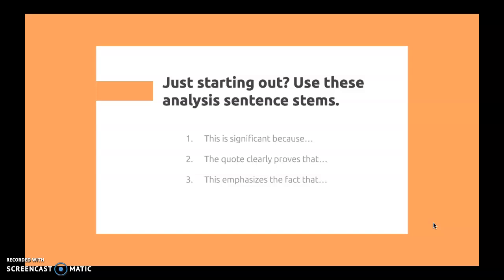If you are somebody who is just starting out and unsure of how to start your own analysis, these are some different sentence stems that you could use. Again, if I was looking at number 1, which says this is significant because, I would then explain why my piece of evidence is significant or important and explain in my few sentences from there.